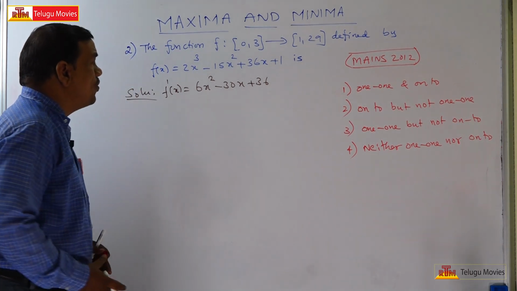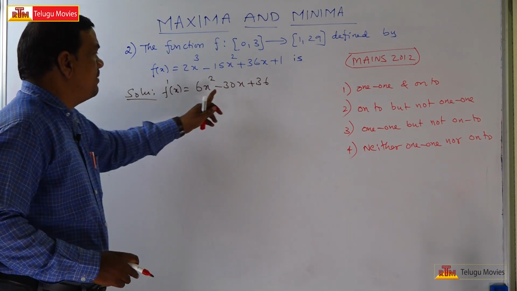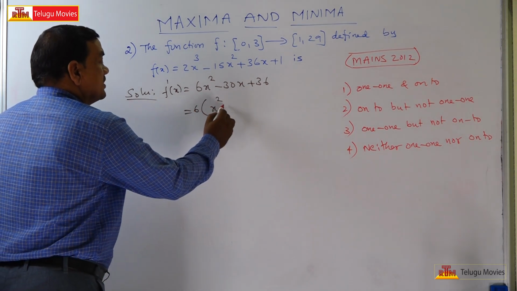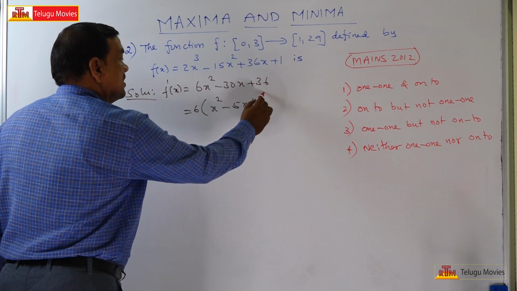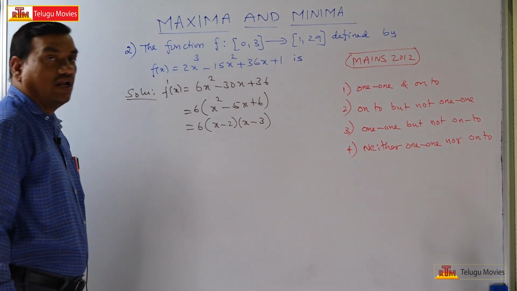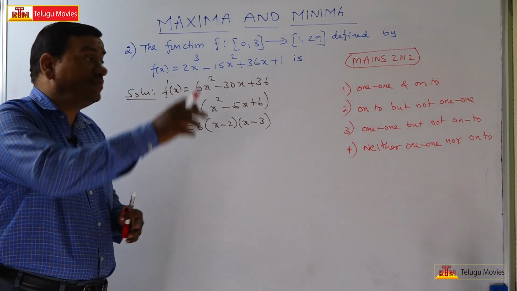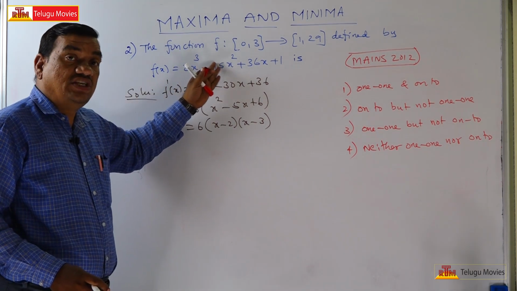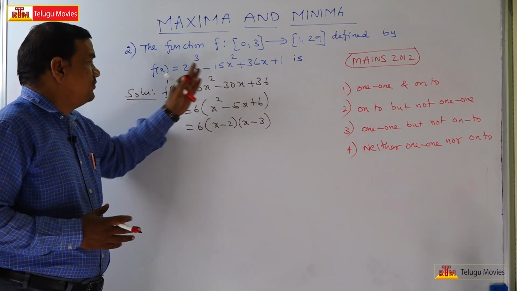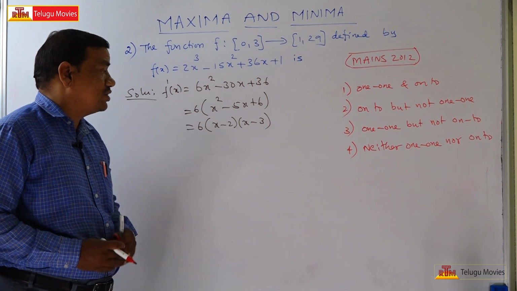For that we first require the derivative of this function: f dash of x is equal to 6x square minus 30x plus 36. From this, can I take 6 common outside? 6 into x square minus 5x plus 6. As everybody knows, this is 6 into x minus 2 into x minus 3. Let us see what f dash of x means: the slope of the tangents of these curves. The slope of the tangent is equal to 6 times x minus 2 times x minus 3.